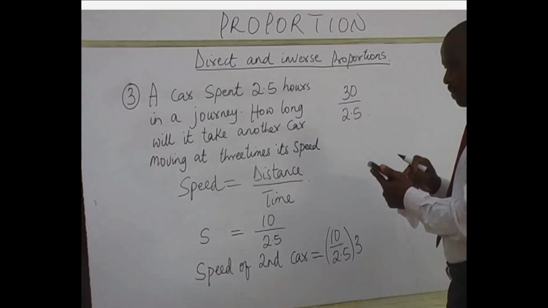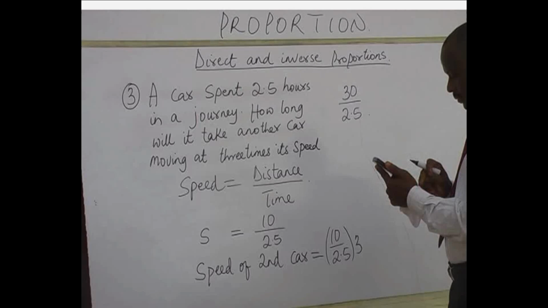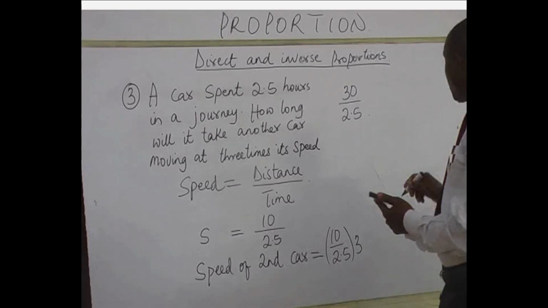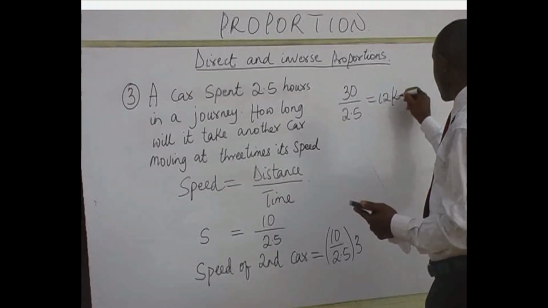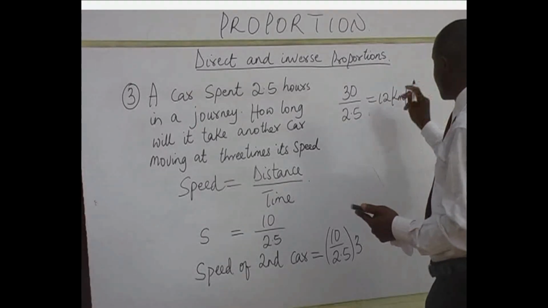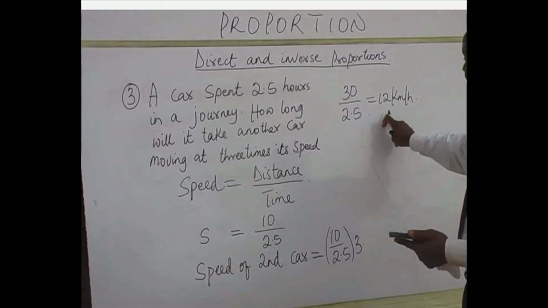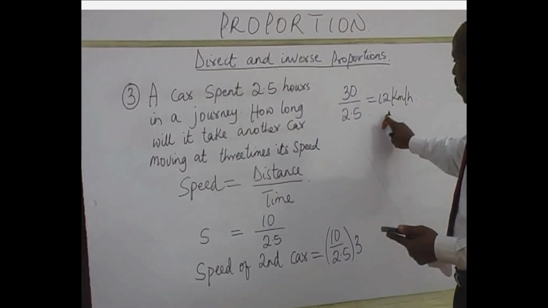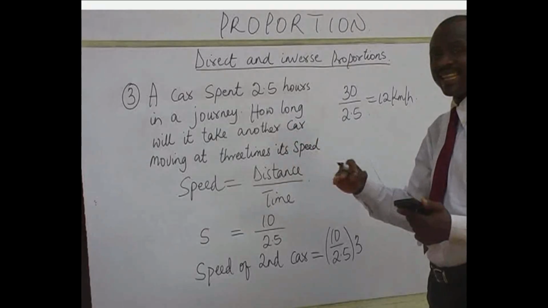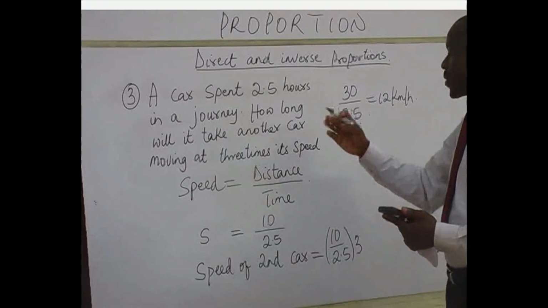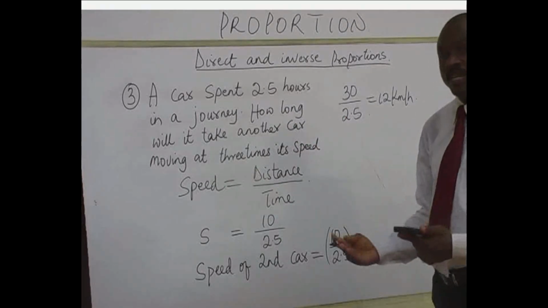30 divided by 2.5 is giving you 12 kilometers per hour. This is the speed of the second car. Now what the question is asking for is how long. How long means time. How long will it take means which time will it take.